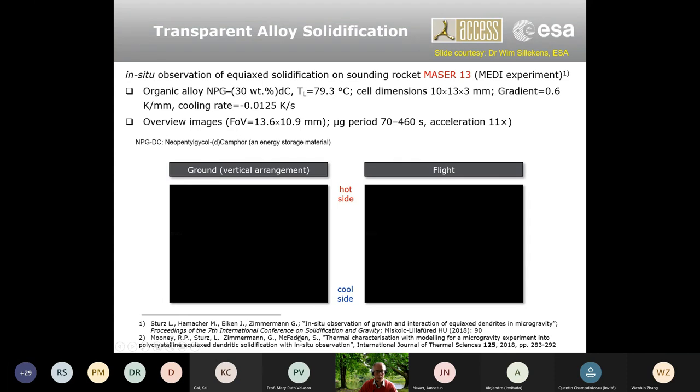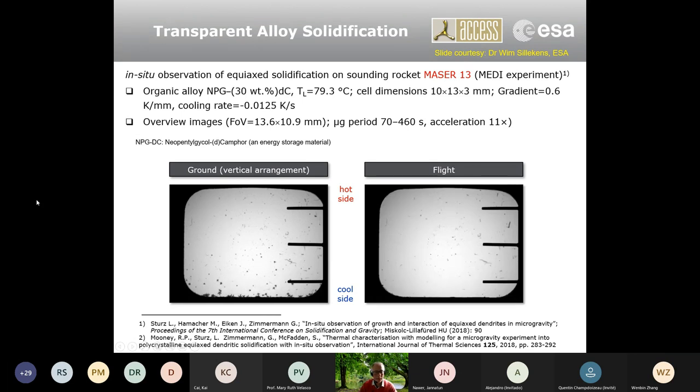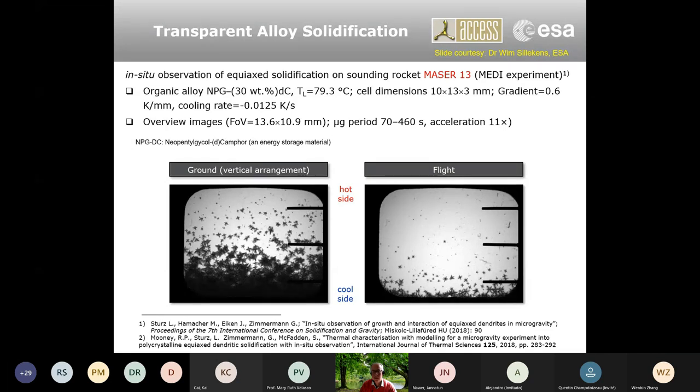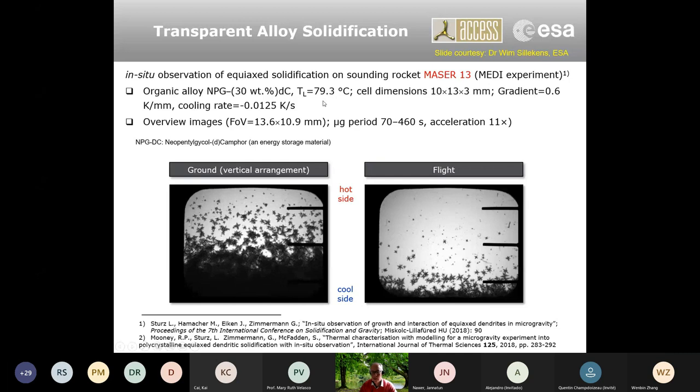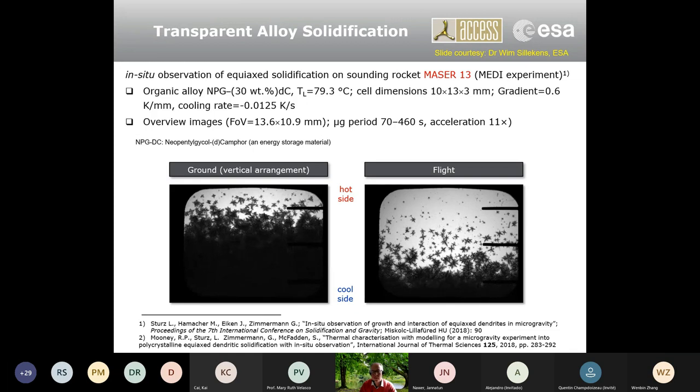So I'm just going to show you the videos. The papers, you can read the details in the paper. But on the left, the ground results, and the right, the flight results. So you can see the equiaxed grains forming on the left, and because of the solid being denser, the sedimentation of the grains, which makes their analysis more difficult. But when the grains solidify on the right, the equiaxed crystals in this organic transparent alloy, they're stationary, so it's easier to study the dendritic growth, and you don't get the same sedimentation that you get in the terrestrial experiment.